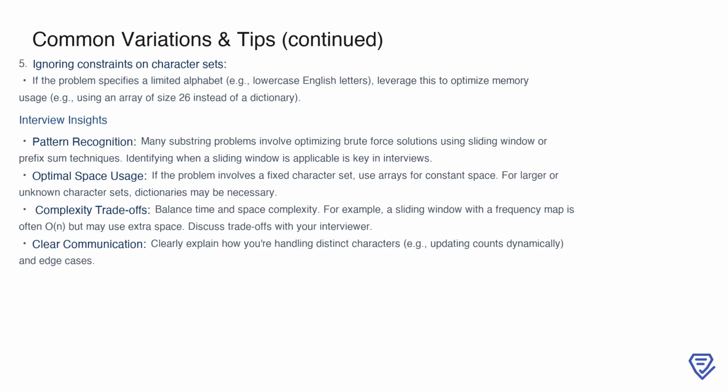It's also important to evaluate complexity trade-offs. A sliding window with a frequency map is typically O(n) in time complexity, but it does use extra space. Discussing these trade-offs transparently with your interviewer demonstrates a thoughtful approach. Lastly, clear communication is essential. Make sure to articulate how you're handling distinct character counts and edge cases in your solution.